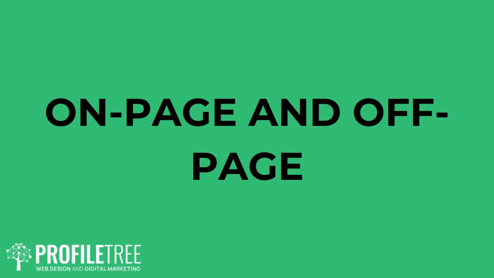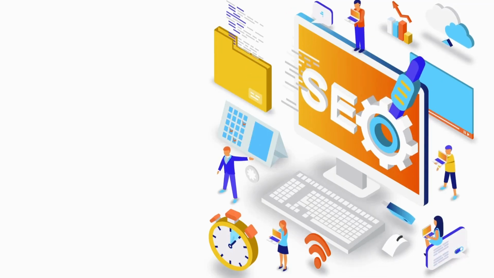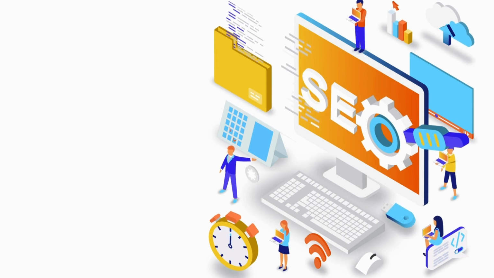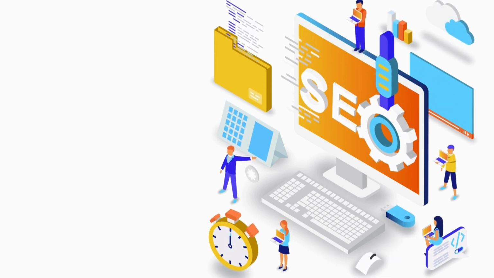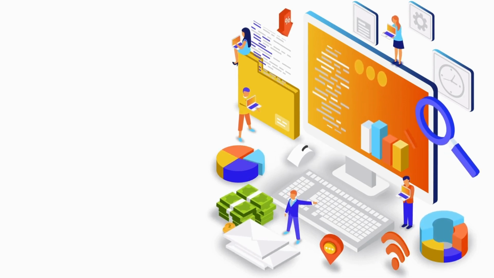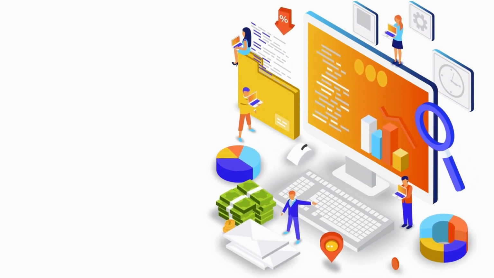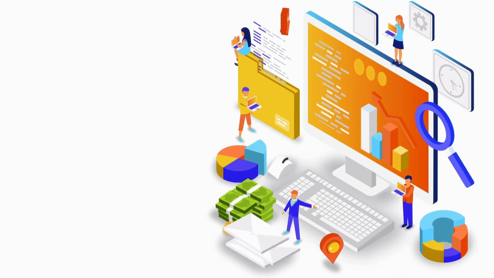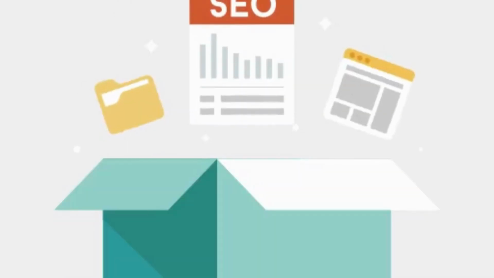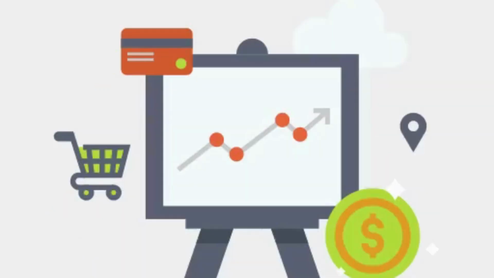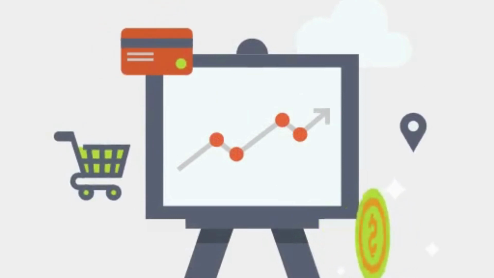So, what exactly is on-page SEO and off-page SEO? These are two fundamental strategies used in search engine optimization. They are used to improve a website's search engine rankings, and they also focus on different aspects of website optimization and play crucial roles in determining a site's visibility on search engine result pages, which are SERPs. So let's elaborate on each point.